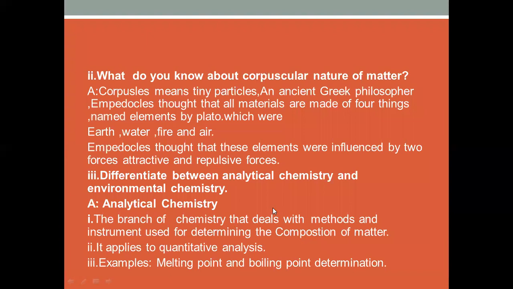Question number 2, what do you know about the corpuscular nature of matter? Again, I explain it in the Society of Technology and Science. Corpuscles means tiny particles, and an ancient Greek philosopher Empedocles thought that all materials are made up of 4 things. Those 4 things are named by Plato. He named them elements. And what are those 4 elements? Earth, water, fire, and air.